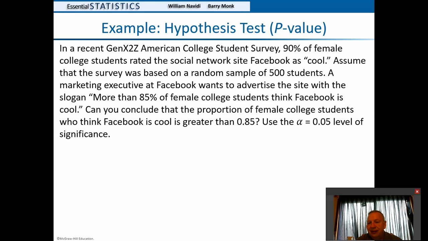So first we have to dig out the claim from this problem, and the claim that we want to work on is that the proportion p is greater than 0.85. So p greater than 0.85 is our claim. The complement would be p less than or equal to 0.85. We can drop the less than so we're just comparing it against p equal. If we reject the equal, we've rejected all the less than as well.